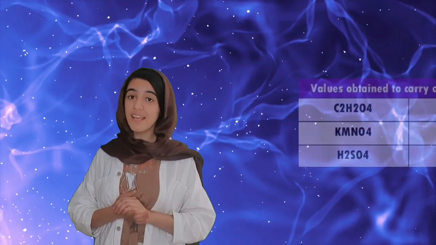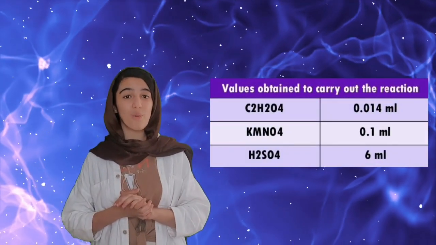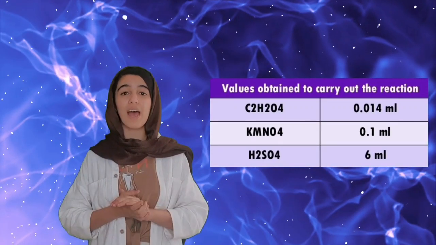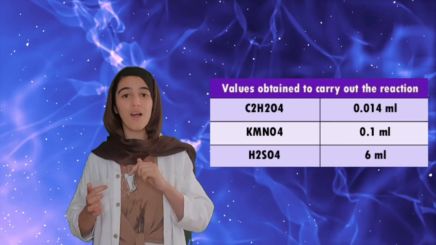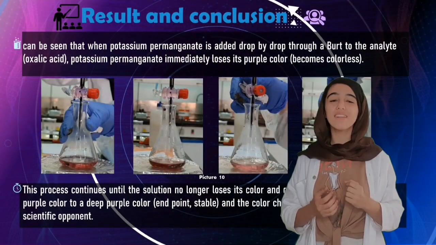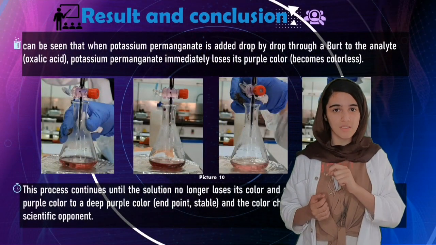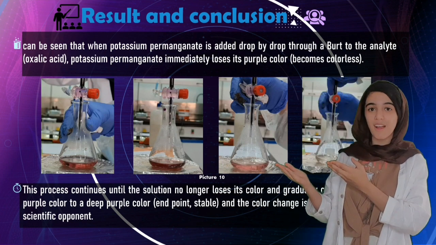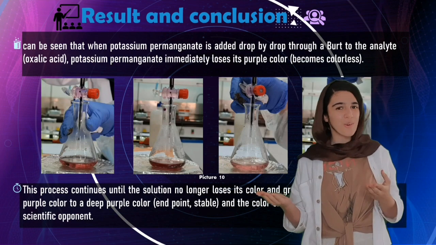At first, we have H2C2O4, that is our oxalic acid, and the normality is 0.014. And after that, we have KMnO4, that is our potassium permanganate, at 0.1. And after all, we have H2SO4, that is our sulfuric acid, and we have 6 milliliters of it. After doing this test with these values, we will completely notice the color change. And it happens. With these values, we have this deep purple color. So, we win the science fight.